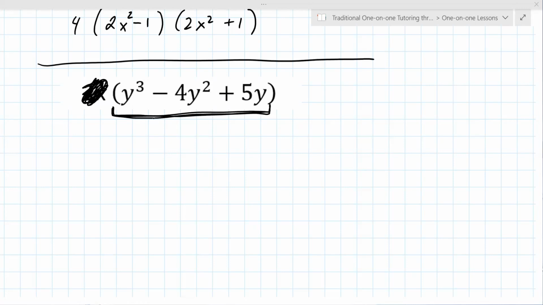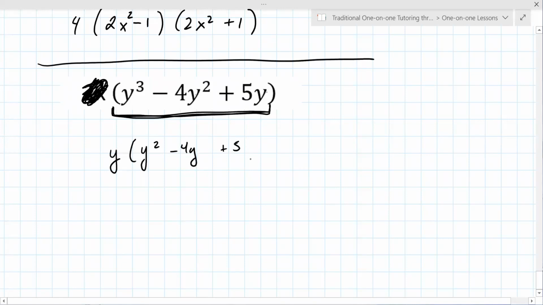Do you see how everything has a Y in it? Yes. So you can factor a Y out. So this one can be factored. So it's not completely factored, which is weird. It's really weird to say that.